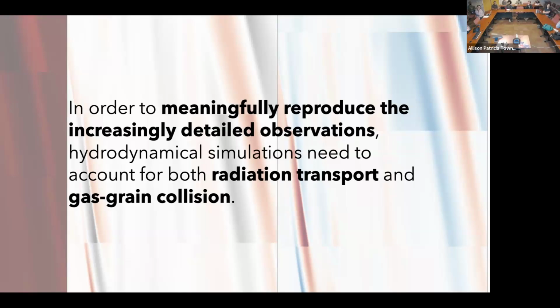Now, what all this research points to is that in order to meaningfully reproduce increasingly detailed observational data, you need to account for both radiation transport and gas grain collision at the same time in your hydrodynamic simulations.